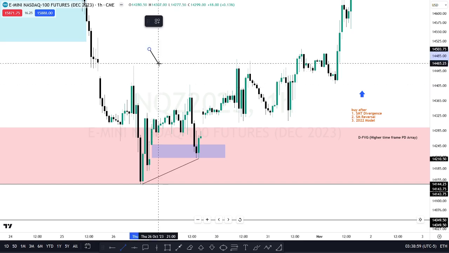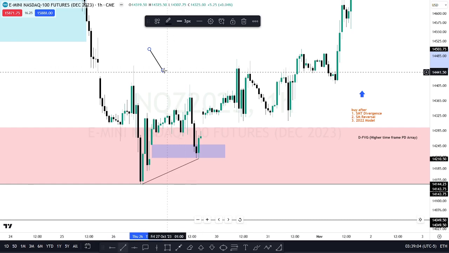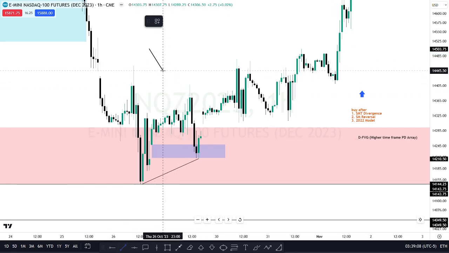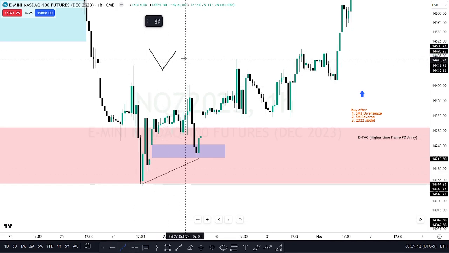I'll have this. Sorry for taking time, just for explanation purposes. I'm not going to draw those zigzags going down. I'll have this. This is an afternoon model.